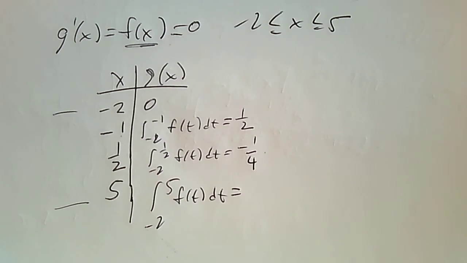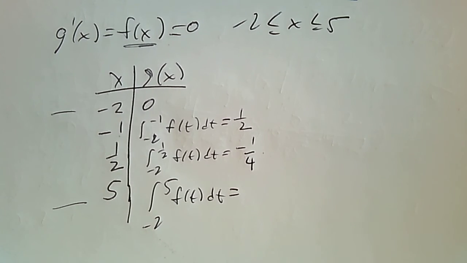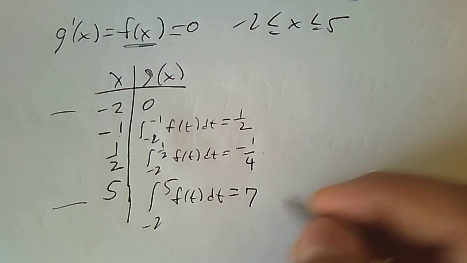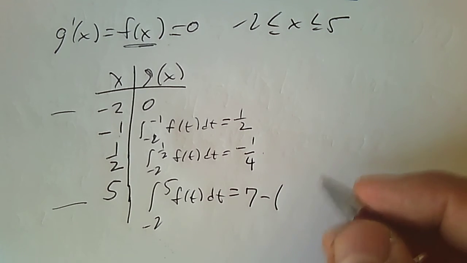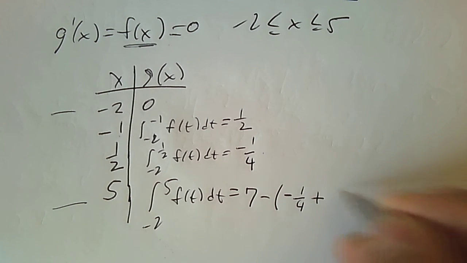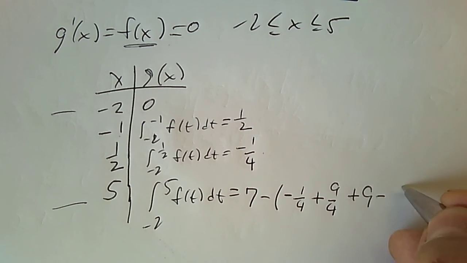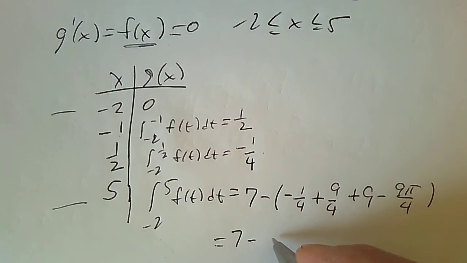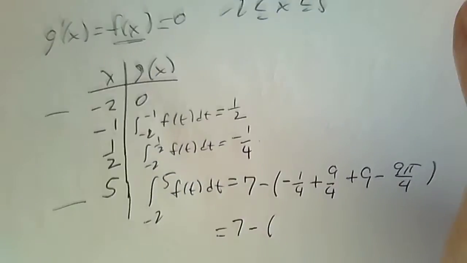We just did this one in part A. What was our answer in part A? But we didn't simplify it. So now we might have to simplify it to understand if that answer is bigger than 1/2 or not. So when I did that, I got 7 subtract. Now I'm going to simplify this to -1/4 plus 9/4 plus 9, take away 9 pi over 4. So let me simplify that further so I can understand if that answer is bigger than 1/2 or not.